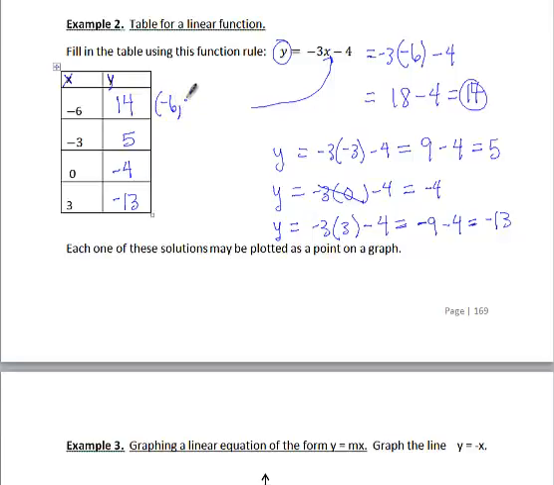It gives you a -6 and 14. This represents one point on the coordinate system. Gives you another point, -3, 5. A third one, 0, -4. And then a fourth one, 3 and -13. If you were to plot all four of these, you would see that they fall in a straight line once you connected the dots. Okay, that's why we call it linear. It's a straight line.